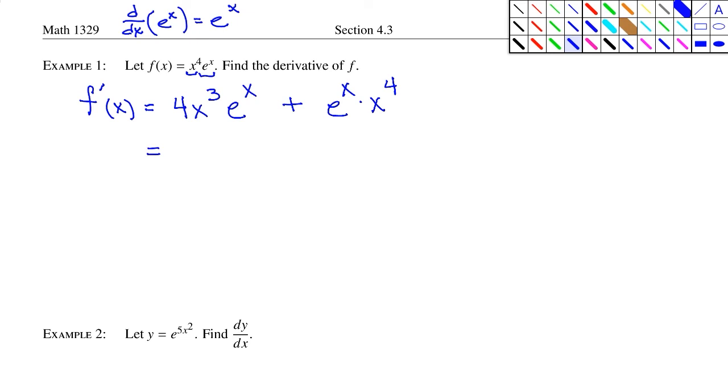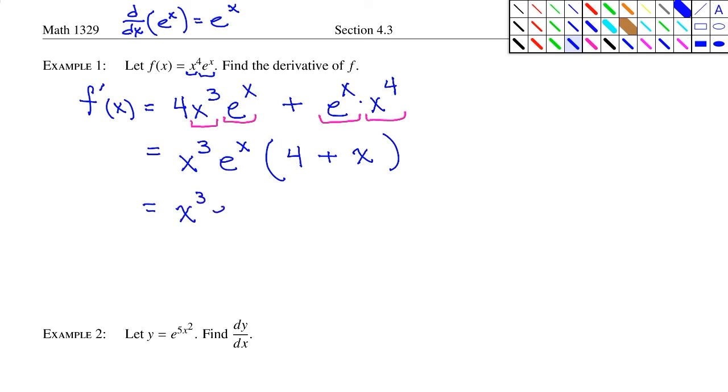So the question is, what can you factor out from both terms here? Well, I can definitely take out e to the x, and I've got x cubed and x to the fourth, so I can take out x cubed. So I'm going to take out x cubed e to the x. On the left side, that leaves me with a 4. On the right side, it leaves me with an x. And then we'll just prettify this a little bit here and make it x plus 4. And there's your derivative.